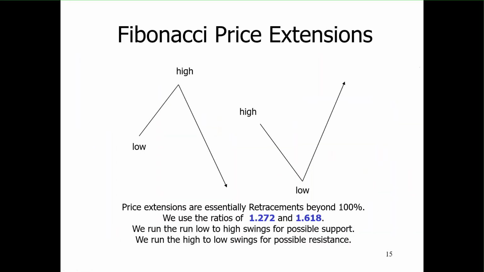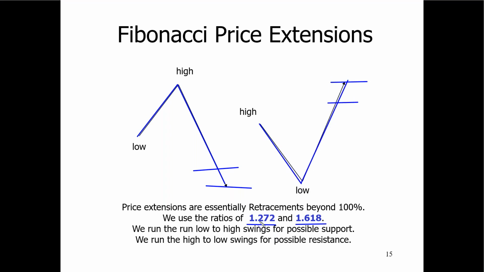We'll move on to price extensions. A Fibonacci price extension is essentially a retracement beyond 100%. In the way that you're using only two points to run retracements, you're only using two points to run extensions. I'll take a prior low to high swing and extend downwards using 1.272 and 1.618 to look for possible support. Or I'll take a prior high to low swing and extend upwards using 1.272 and 1.618 and look for possible resistance.